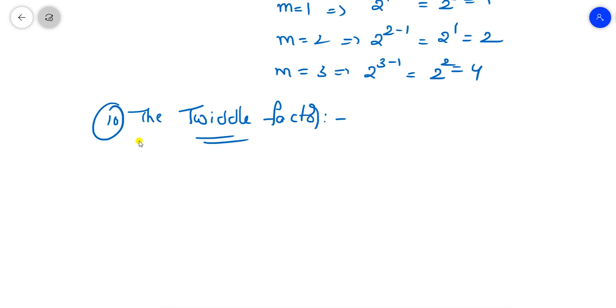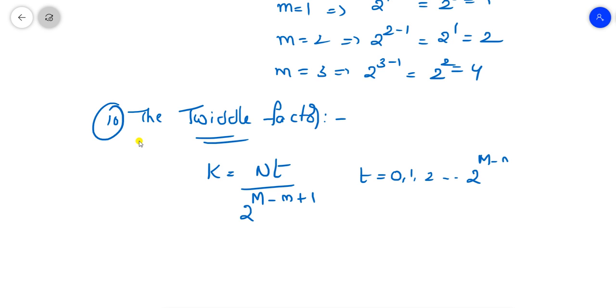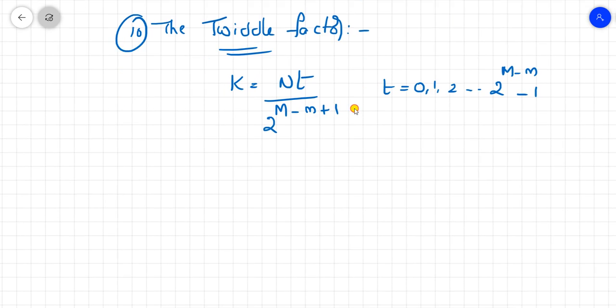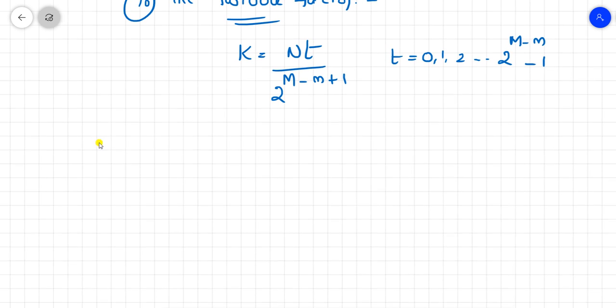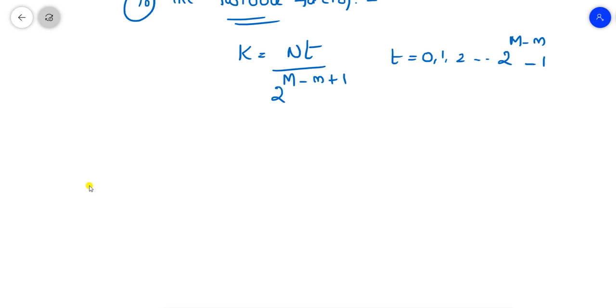So the twiddle factor is a function of the stage index m, and it is given by k is equal to nt by 2 to the power of m minus m plus 1, where t is 0, 1, 2 and so on up to 2 to the power of m minus m minus 1. So that is one. Here there are three stages, and we need to determine it for each and every stage.